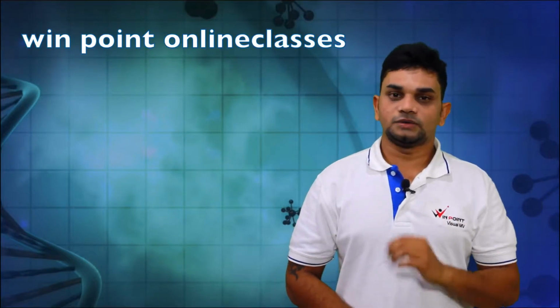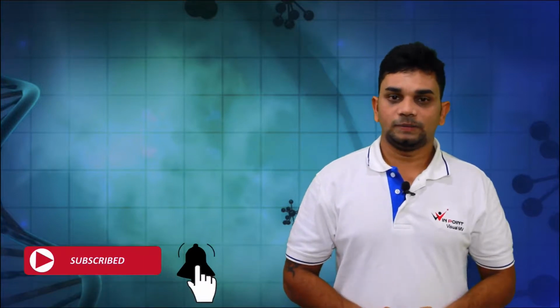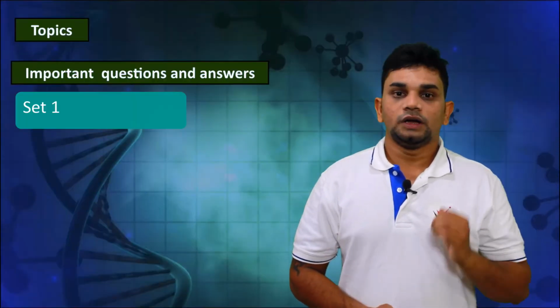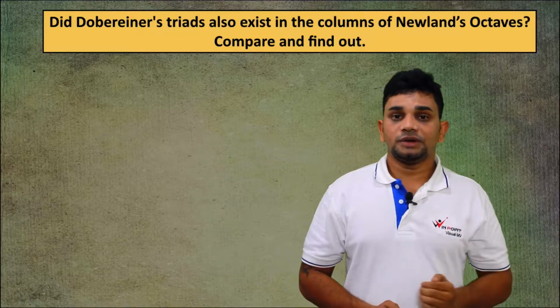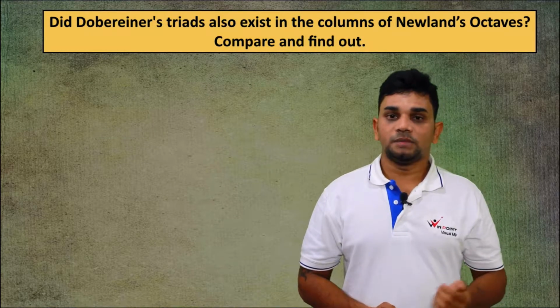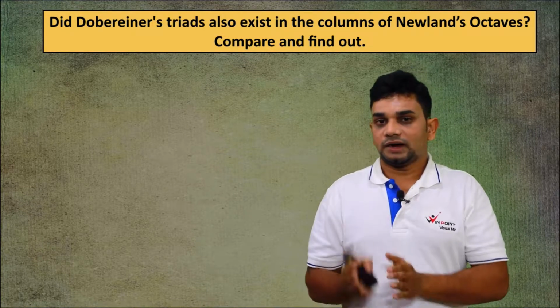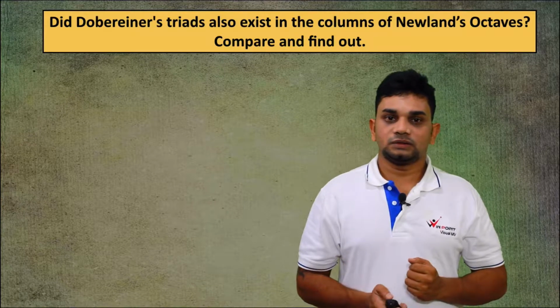In this session, we are going to discuss some of the important questions from the chapter Periodic Classification of Elements. Let's start the discussion. Important questions and answers. Did Dobereiner's triads also exist in the columns of Newlands' octaves? Compare and find out. In this question, we need to compare Dobereiner's triads and Newlands' octaves.